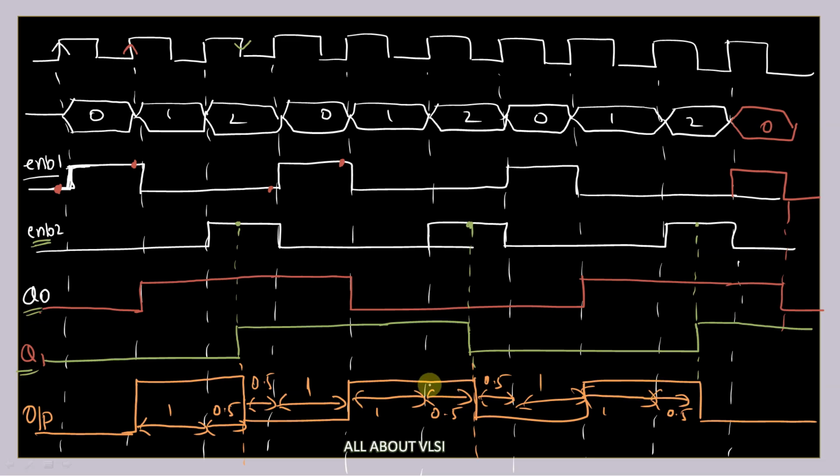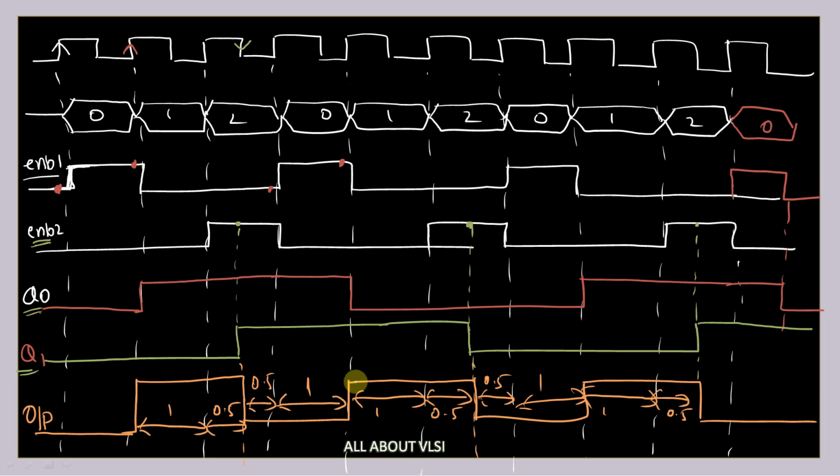So I can see here my clock completes 3 cycles. Here I can see carefully that my output is high for 1.5 cycles and low for another 1.5 cycles, and again high for 1.5 cycles and low for another 1.5 cycles. So here, if I calculate the duty cycle, which is equal to T on by T on plus T off, that is 1.5 by 1.5 plus 1.5, which is equal to 0.5. Convert it into percentage, it is nothing but 50% duty cycle.